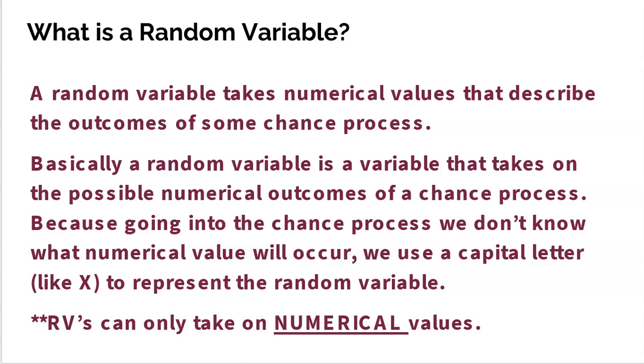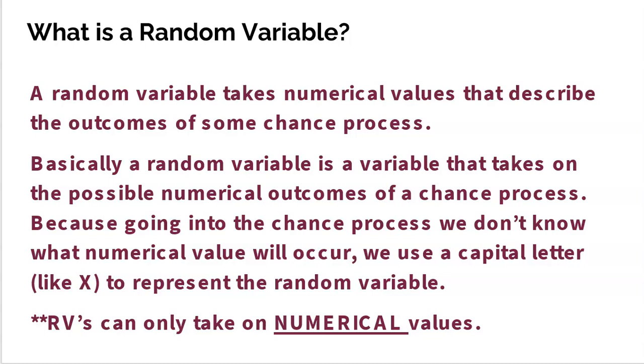So basically, a random variable is a variable, just like in algebra class maybe, that takes on the possible numerical outcomes of a chance process. Because going into the chance process, we don't know what numerical outcome will occur, we usually use a capital letter like X to represent a random variable. The most important thing is that random variables can only take on numerical values.